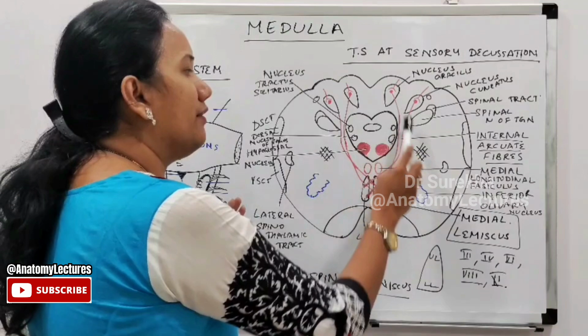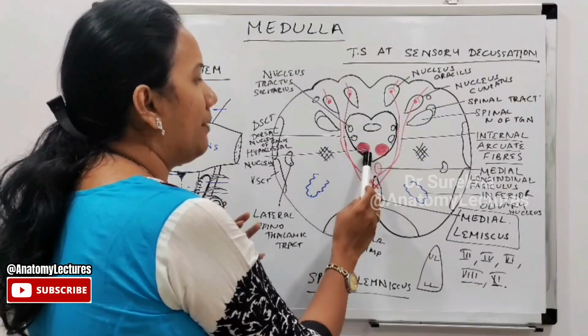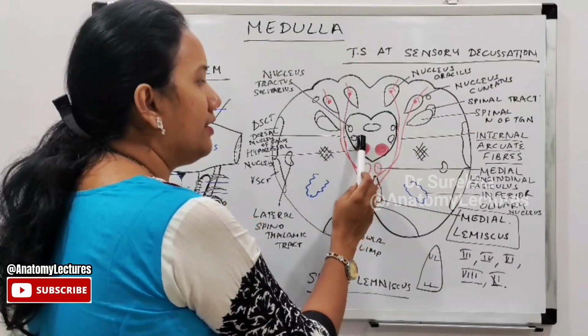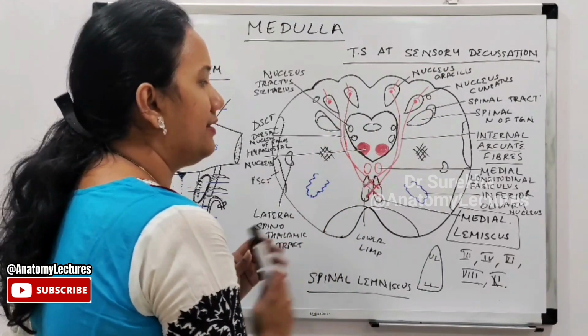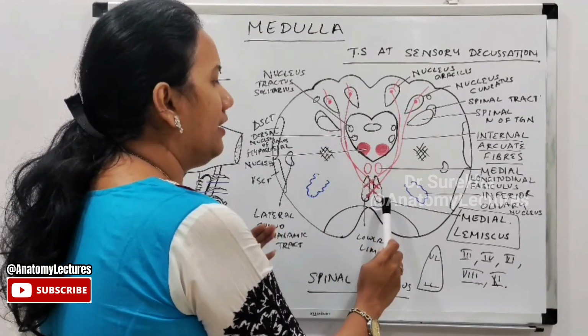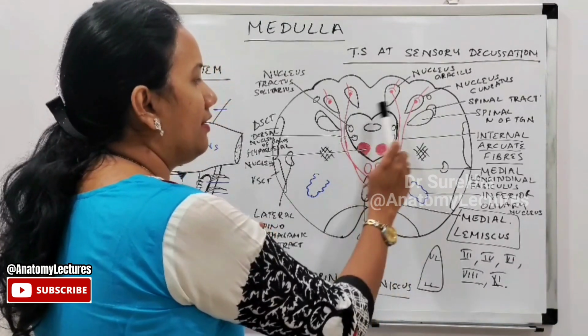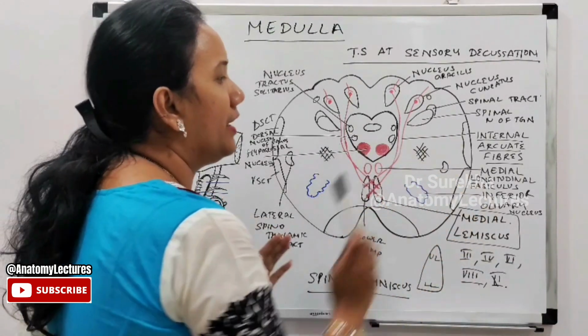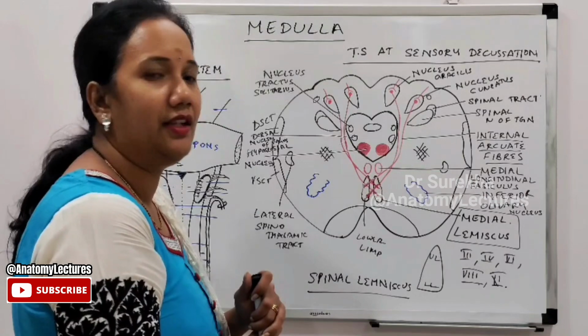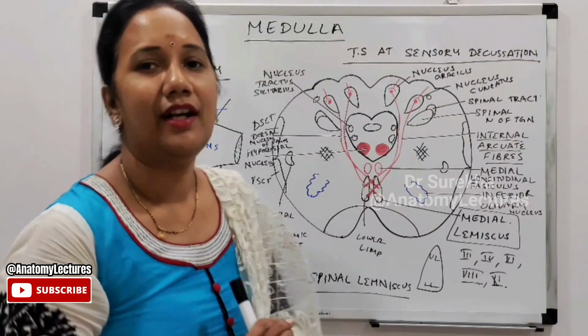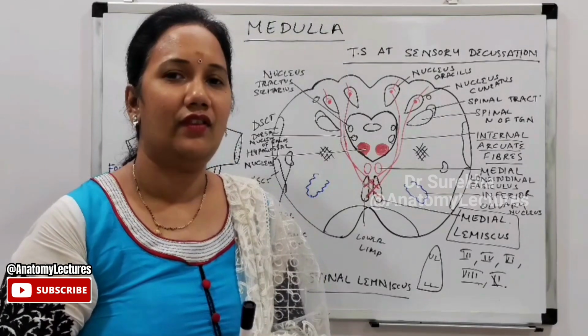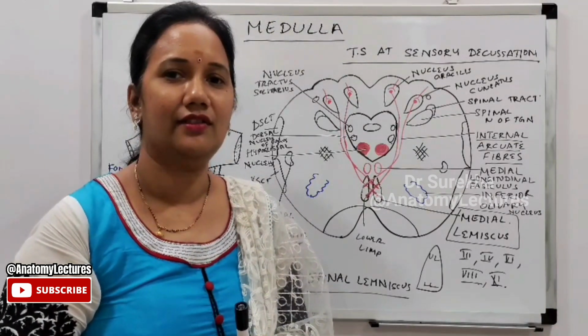Coming to the central grey matter, you see the hypoglossal nerve nucleus, dorsal nucleus of vagus and nucleus tractus solitarius, and the gap between the medial lemniscus and the central grey matter is occupied by the medial longitudinal fasciculus. So this is in detail about the transverse section of the medulla at the level of sensory decussation.